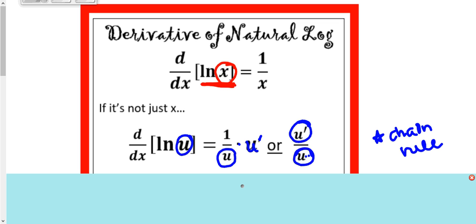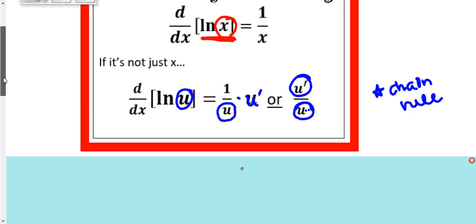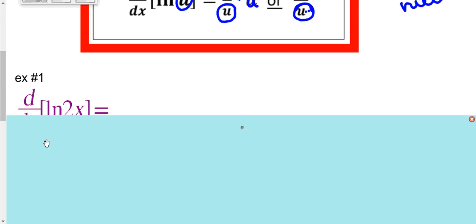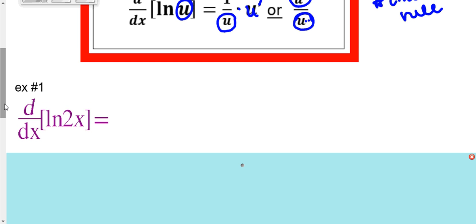So let's look at a couple examples here. Our first example, let's take the derivative of the ln of 2x. Well, let's follow this pattern. The derivative of an ln says that we put what is inside of the ln on the bottom. So inside of our ln is 2x, so 2x would be on the bottom. And then the derivative of that goes on the top. The derivative of 2x is 2.